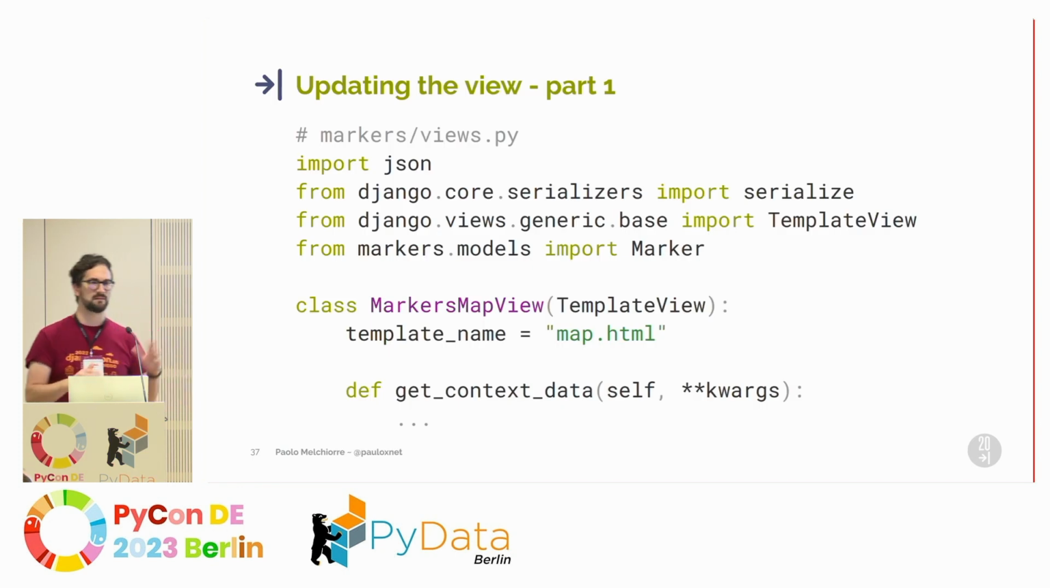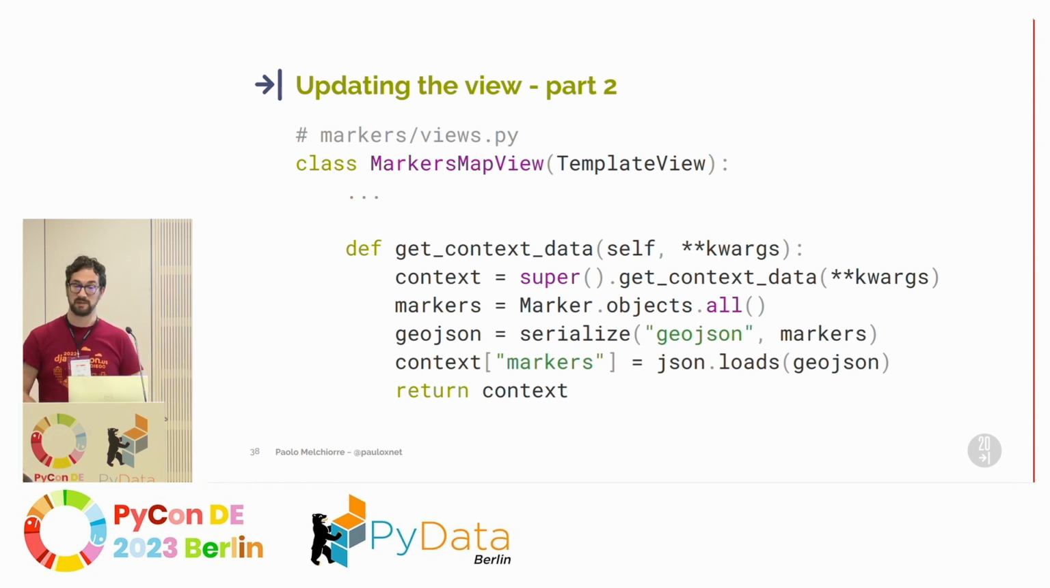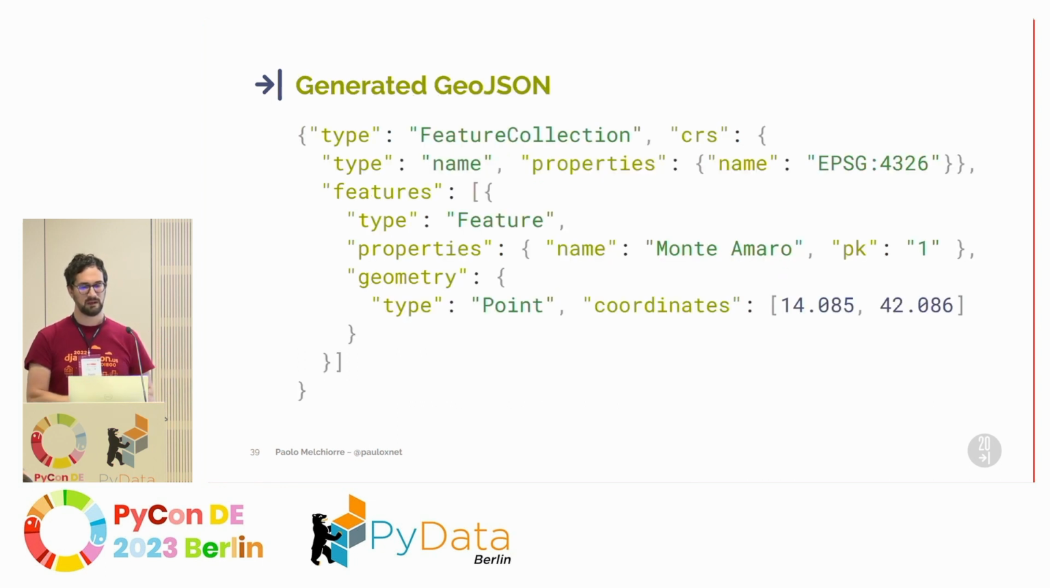Okay, after having added more of these markers in the admin, we can finally show them in our map. We can do that by adding the information in our view. Here we are retrieving all the markers from the database and converting them to GeoJSON before adding them to the context of our view. The value of the markers key in the context dictionary will be something like that. A standard GeoJSON document, in this case only one point.